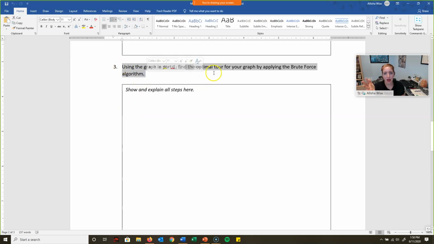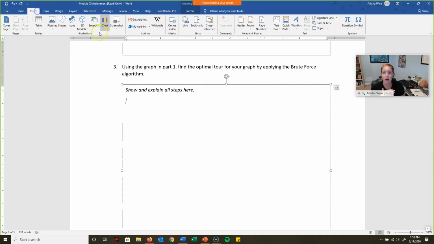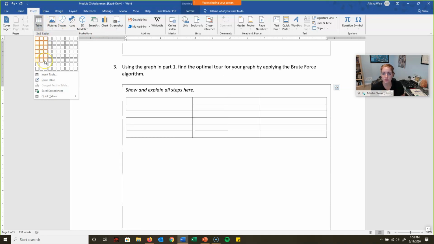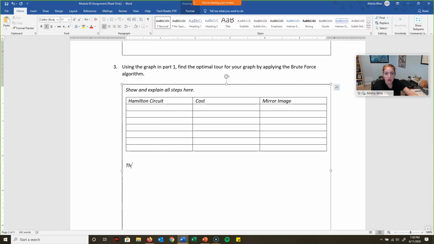Okay. But for number 3, this is where you're going to start using the process we just talked about. It says, using that graph, find the optimal tour for your graph by applying the brute force algorithm. So I want you to go ahead and show all of your work. The best way to do this, in my opinion, is to insert a table. Have your Hamilton circuit, your cost, and then your mirror image. And just make sure you have a little conclusion with the optimal tour is such and such. This one's a little bit more time consuming, but you kind of get the idea there.